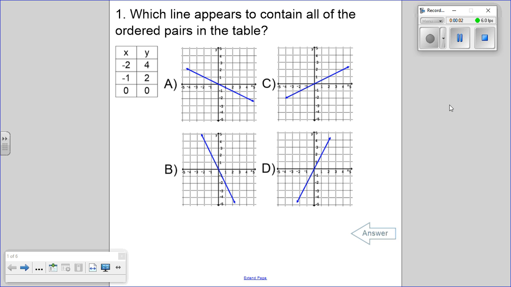Hi everybody! In today's video, we're going to go over some problems that you learned in your math class last week. Number 1 says, which line appears to contain all of the ordered pairs in the table?